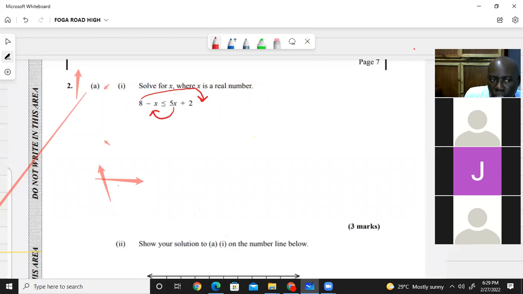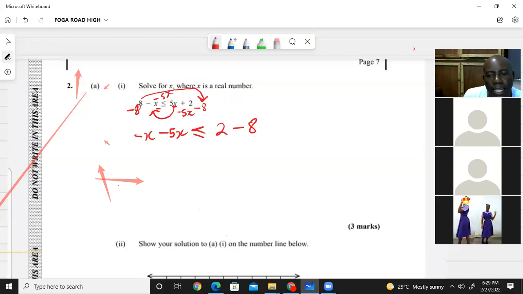But if you don't want to show a lot of working, you could just say there is a negative x on that side already, and this will become minus 5x because you subtract 5x here and balance by subtracting from the other side. Then we have back our symbol, same symbol, don't change it. You would subtract the 8 from both sides, so you'll end up with 2 minus 8 on that side. Let's simplify. You will get negative 6x less than or equal to negative 6, because 2 minus 8 is negative 6.